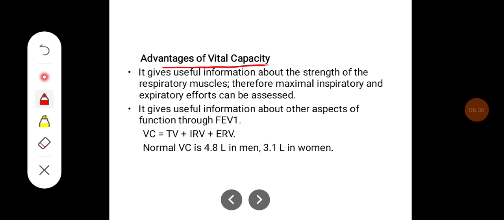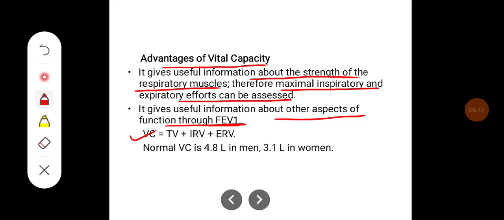Advantages of vital capacity: it gives useful information about the strength of the respiratory muscles. Therefore, maximal inspiratory and expiratory efforts can be assessed. It gives useful information about the other aspects of the function through FEV1. So thus, as we discussed, vital capacity is a combination of tidal volume, inspiratory reserve volume, and expiratory reserve volume. The normal vital capacity is 4.8 liters in men and 3.1 liters in women.